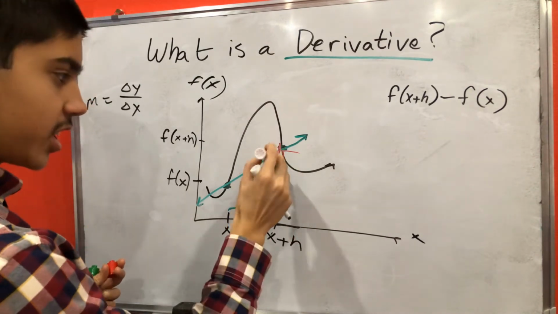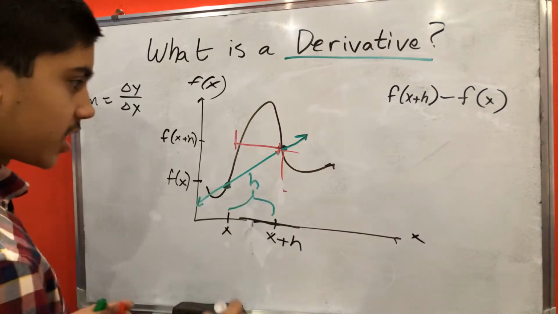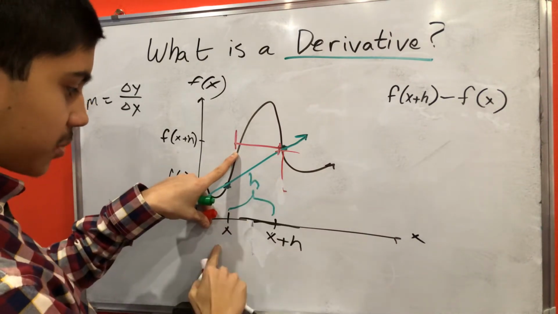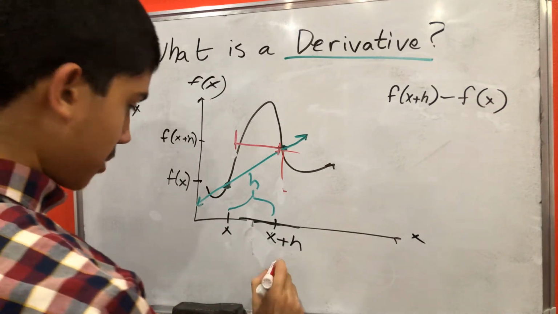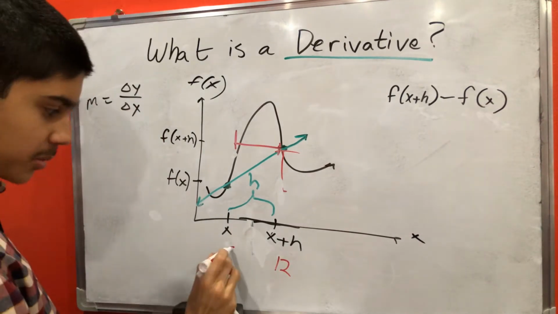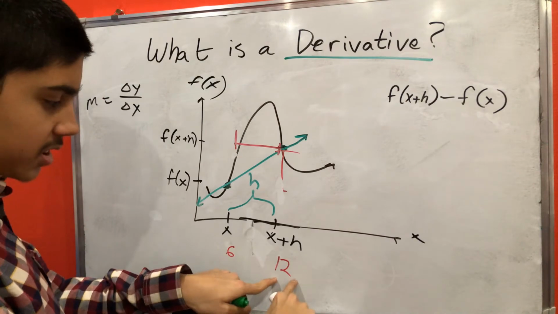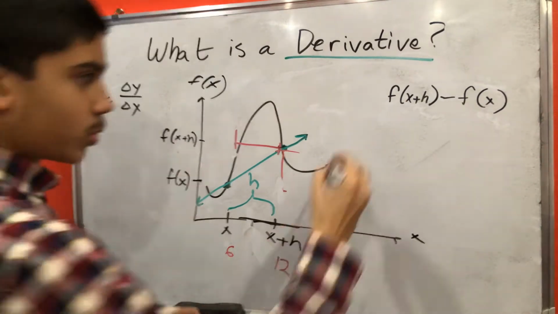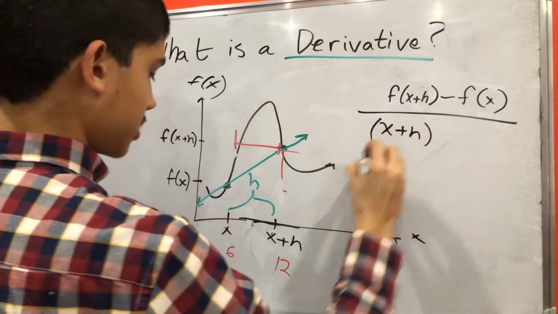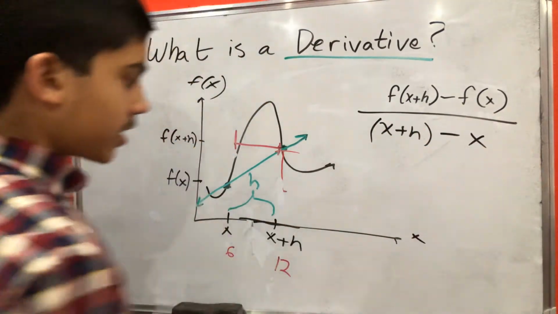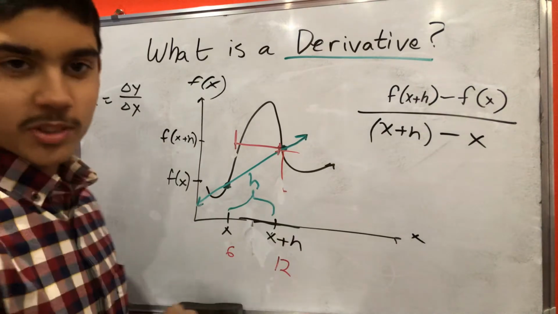What's the change in x? The change in x is just this. And what is this? This is x plus h minus x. So let's say this guy is maybe like 12, and this guy is maybe 6. Again, we just subtract the small guy from the big guy. So we'll put it over x plus h subtracted by x. Okay, great. We have the slope of this line.